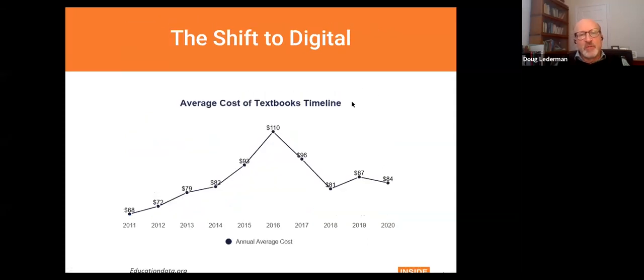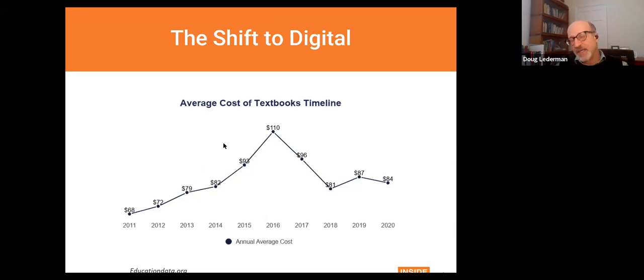So I'm going to shift now a little bit to talking about what's happening to try to address these issues around the affordability of curricular materials and textbooks. Over the last 5 to 7 years particularly, but probably going back even further than that, it has become a focus of a lot of policymakers and think tank analysts and others.